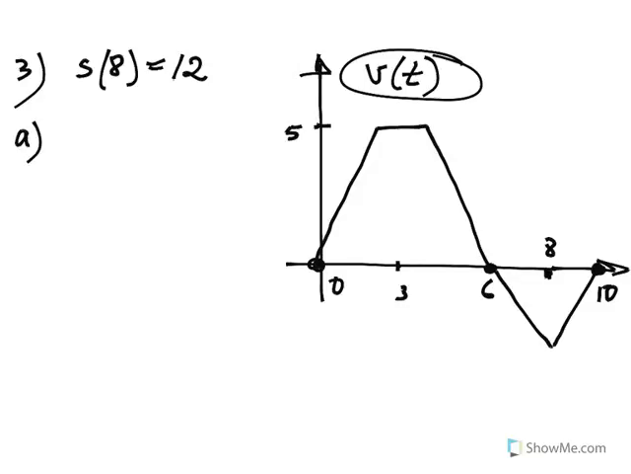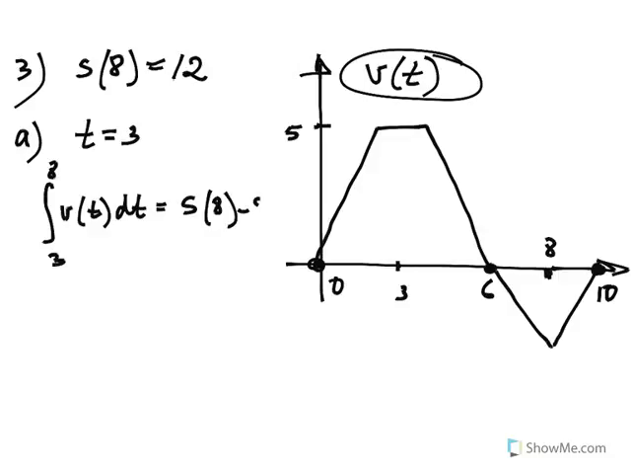Question A says, what's the position of the particle at t equals 3? All right, so we have our boundaries, right? So time is 8, time is 3. We're going to use the FTC. So same stuff. So integral from 3 to 8. Since we have the velocity, we integrate. V of t dt equals, and the FTC says if we do S of 8 minus S of 3.